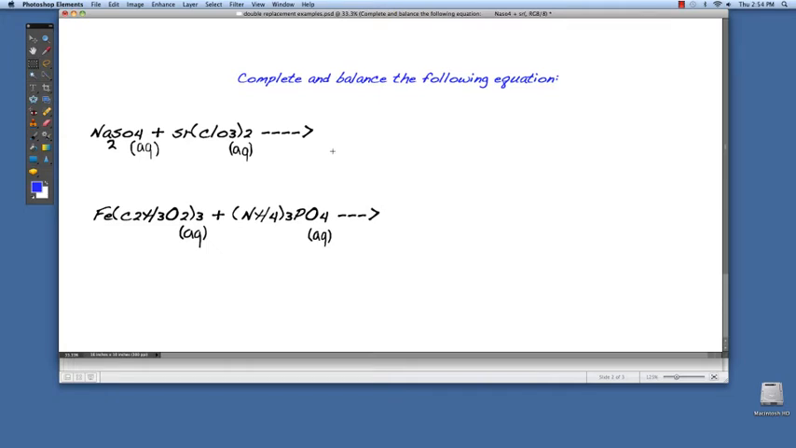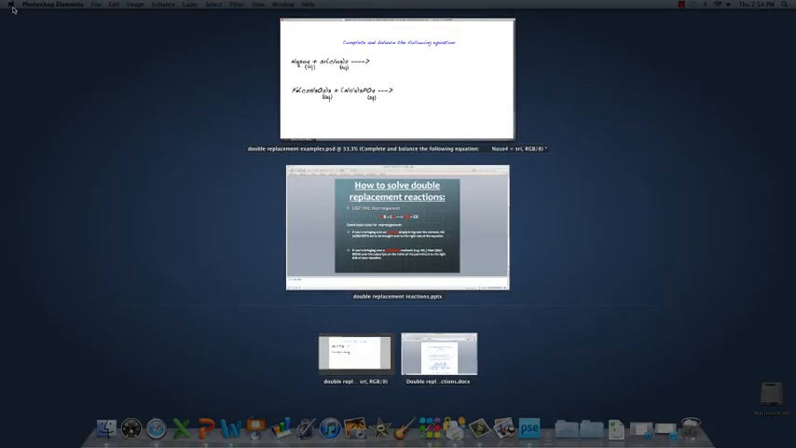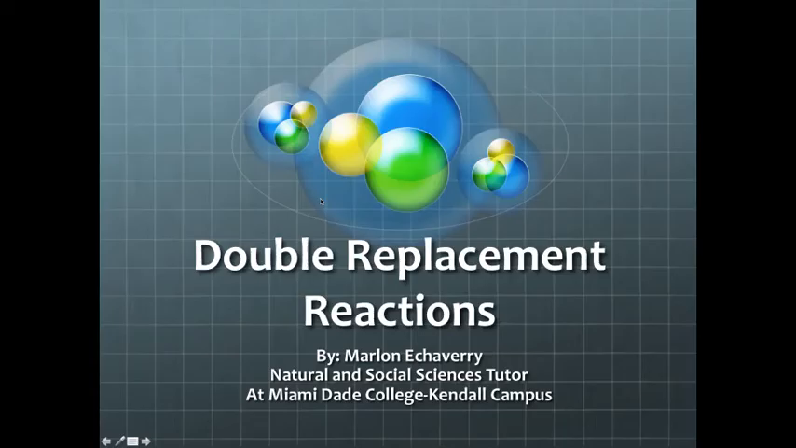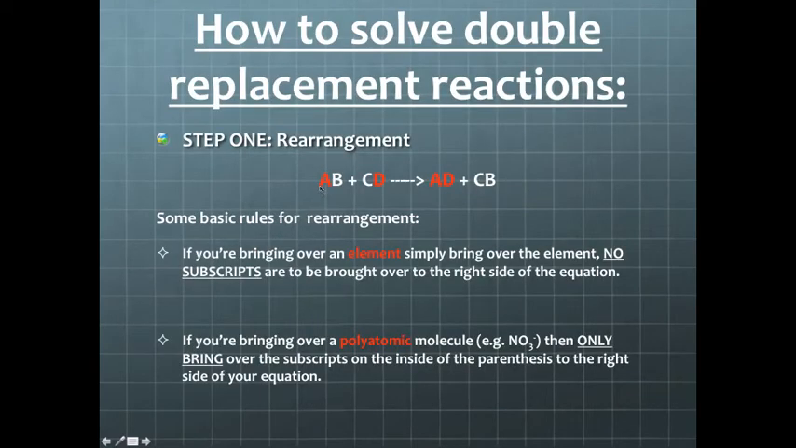A lot of students, when they encounter double replacement reactions, get really intimidated because they don't know how to start. Really, it's just a matter of 4 simple steps that you just have to follow. Step 1 is what is known as rearrangement, where you're trying to rearrange the molecules involved in the reaction. So you have compound A and B, and then you have compound C and D. Typically each is composed of an element and a polyatomic, or just 2 elements that are combined. They're going to break apart and switch partners.